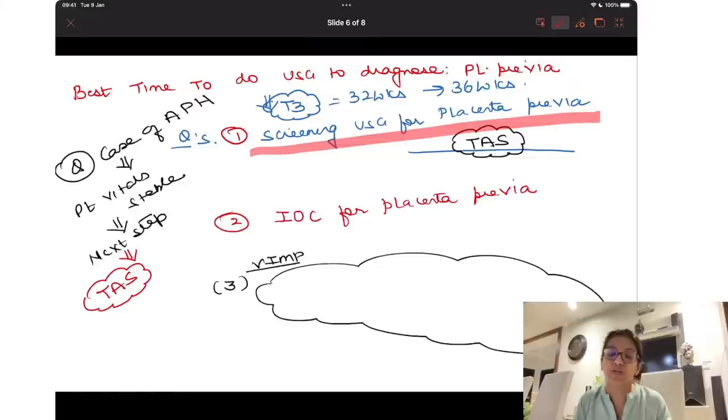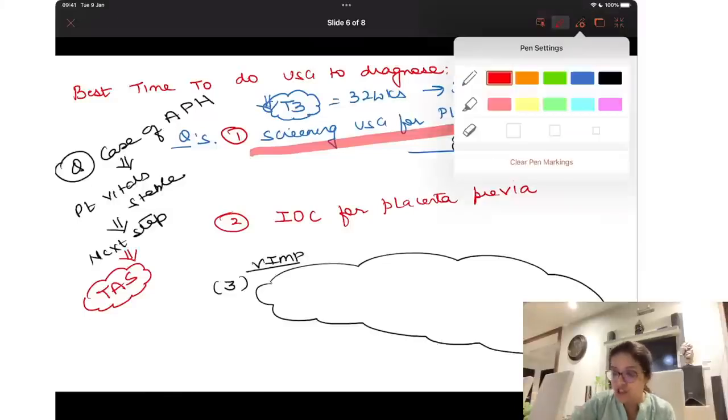ट्रांस अब्डोमिनल अल्ट्रासाउंड करके देखेंगे. टोटल अब्डोमिनल अल्ट्रासाउंड नहीं कहते, दिस इज ट्रांस अब्डोमिनल अल्ट्रासाउंड, ट्रांस अब्डोमिनल सोनोग्राफी. Sorry, it is not total abdominal ultrasound, it's trans abdominal sonography. So when you have a patient of antepartum hemorrhage and the vitals of your patient are stable and they ask you what is the next step, next step is trans abdominal sonography. Right? Don't directly go to the investigation of choice. You have to start from screening ultrasound.